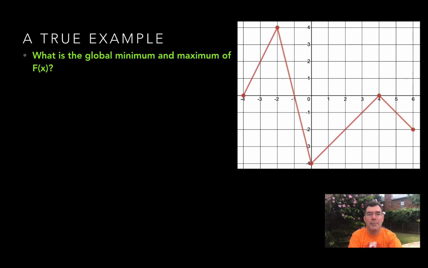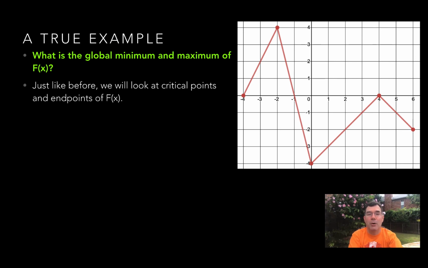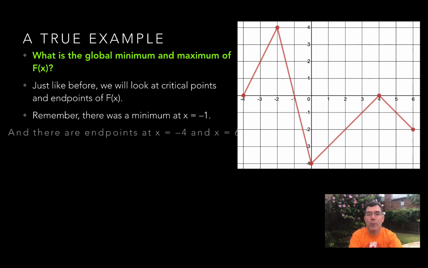All right, now let's talk about a global minimum and a global maximum. Remember, when we were looking for a global minimum and a global maximum before, I would look at the critical points and the endpoints of my function capital F. So there was a maximum at x equals -1. I found that before, so that's going to be considered a critical point, and I'm going to consider that. And then my endpoints are -4 and 6, so I'm going to consider those as well.